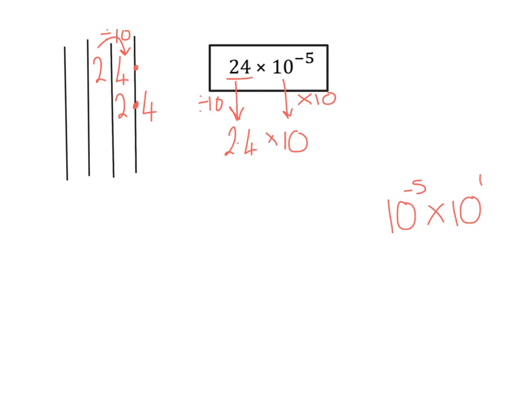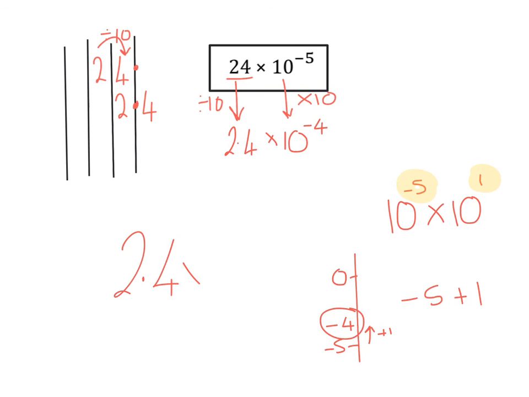Now if you remember the trick, when you're timesing you're adding the powers, so you need to be doing negative 5 add 1. Think of your number line, negative 5 is here, we're going up 1, there's 0, so I'm going to be going up 1 to negative 4. So my answer is going to be 10 to the power of negative 4. 2.4 times 10 to the power of negative 4.